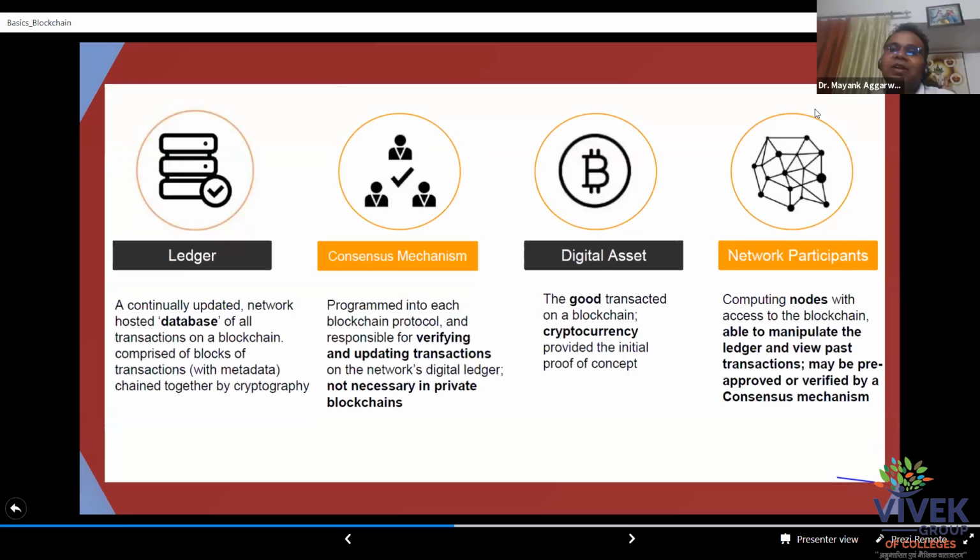A digital asset. Whenever we work in blockchain, we say that there should be some cryptocurrency. What is a cryptocurrency?